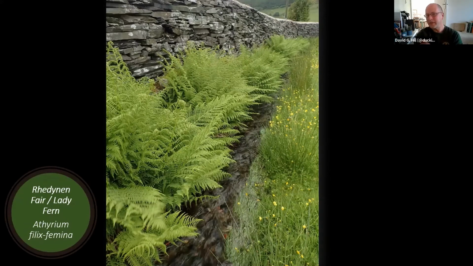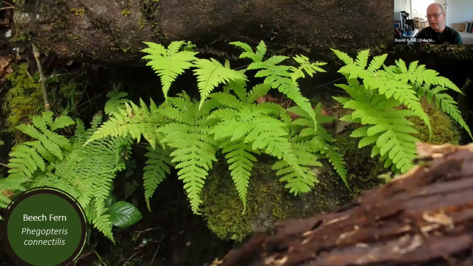A little fern of damp woodlands and uplands, again, likes shelter under rocks. Phegopteris connectilis, a very pretty bright green fern with these backward-facing pinnules at the base. And this is a typical plant in a nice sheltered woodland habitat. Each frond, I would say, is probably a little bit bigger than the palm of my hand.